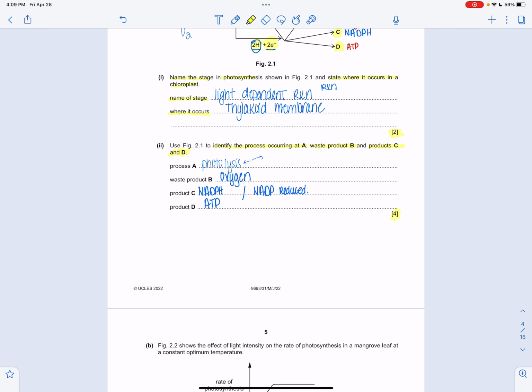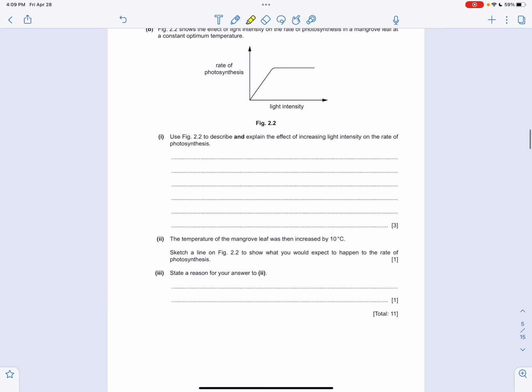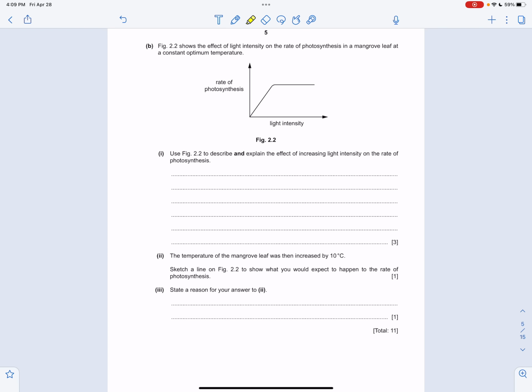All right, and those are newer questions for this syllabus. Here we're looking at the effect of light energy on the speed or rate of photosynthesis in a mangrove leaf at a constant optimum temperature. That part is important because when I got to part I2, initially I thought I knew what the answer was right away, and then I realized I didn't read it closely enough. So we need to pay close attention to those questions at the top.